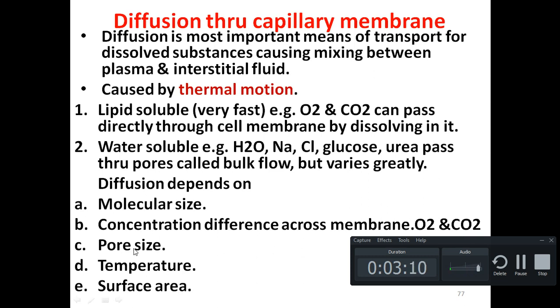The third is the pore size that is present in the endothelial cells. If there is a larger pore size, then the diffusion will be easy, whereas if the pore size is smaller, then the diffusion will be less than normal. Then is the temperature. If there is more temperature, then the diffusion will be more rapid. Then is the surface area. That means if there is more surface area of the capillary, then there will be more diffusion, and for less surface area, the diffusion will be less.